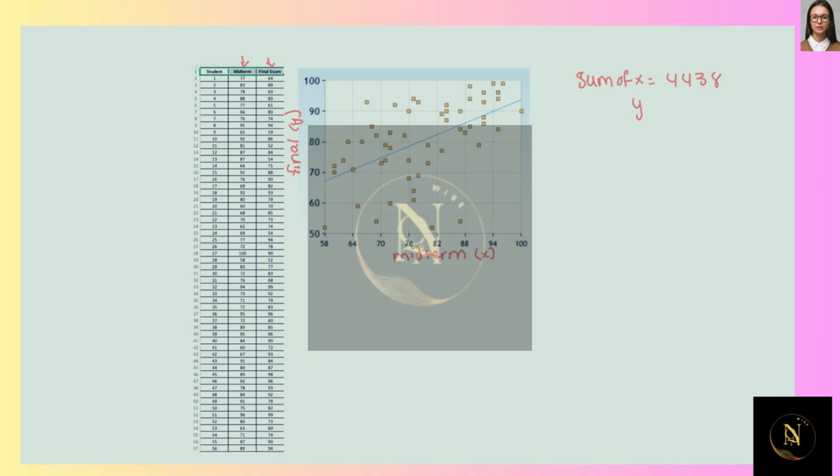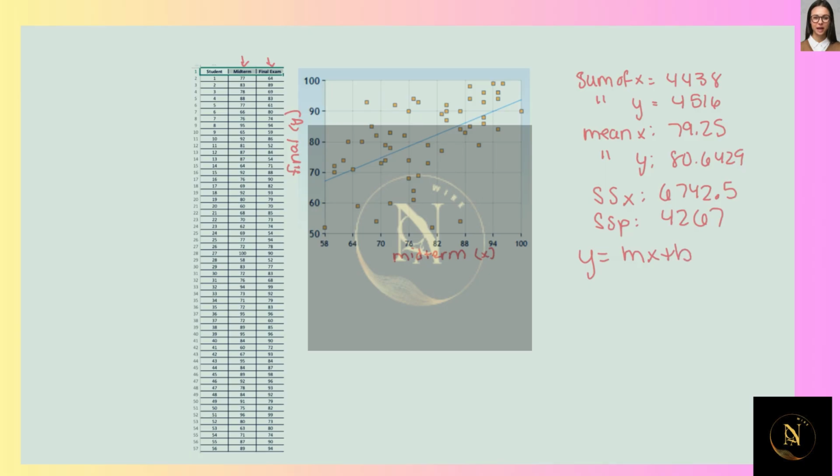Then if I sum up my Y values, I'm going to get 4,516. Then I find the mean of X and then the mean of Y. So the mean of X is 79.25. The mean of Y is 80.6429. Then I have to find the sum of the squares of X, which is 6,742.5, and then the sum of the products, which is 4,267.